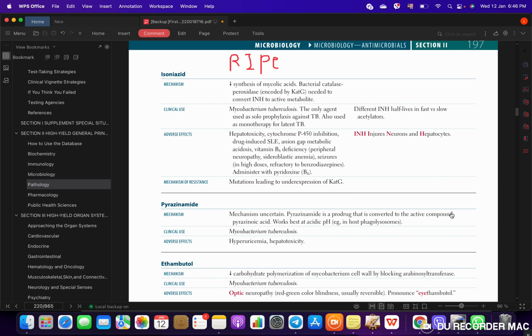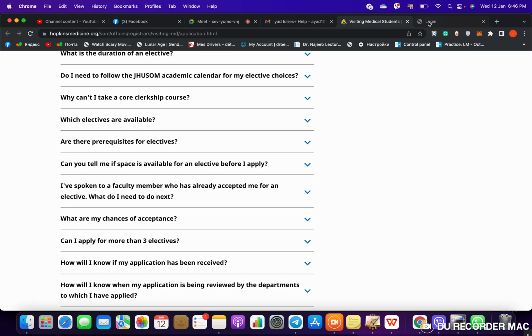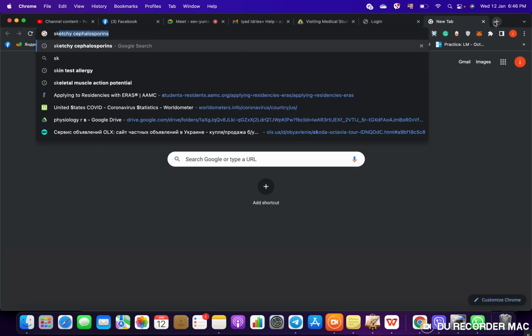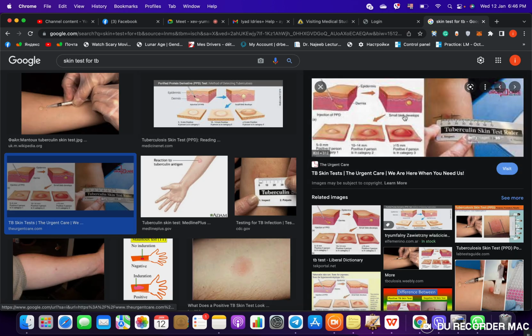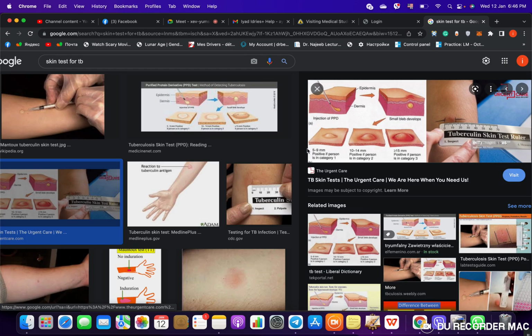Okay, when you do the skin test for TB, which type of hypersensitivity is it? Which type of hypersensitivity in the skin test for TB? Let me show you. Yes, it's a type 4 hypersensitivity. You can see, yep, it enlarges. Please know that it is CD4 mediated, not CD8.